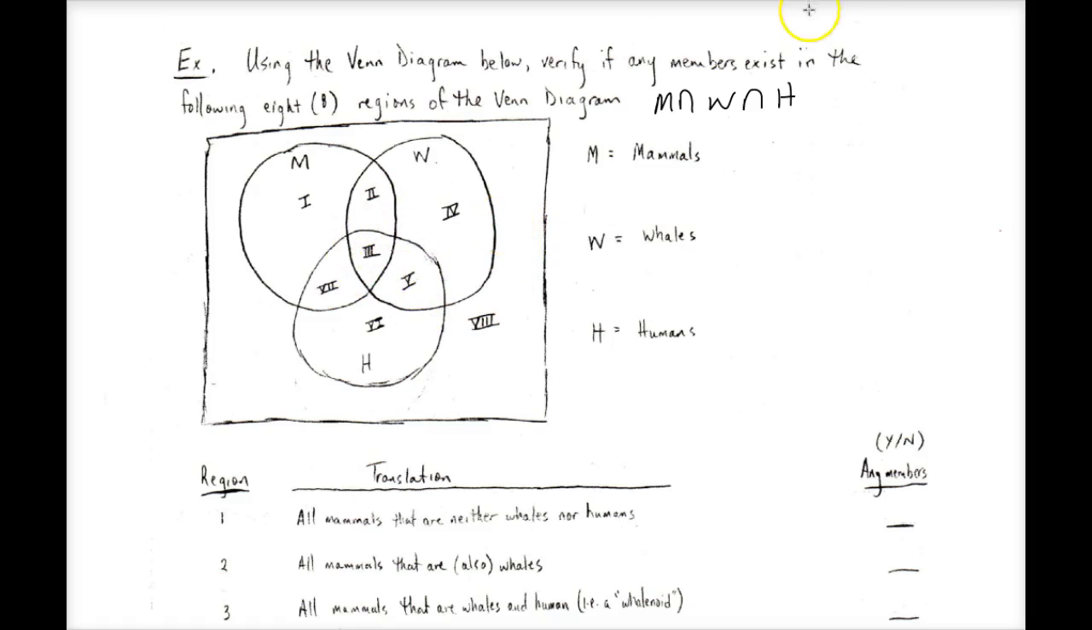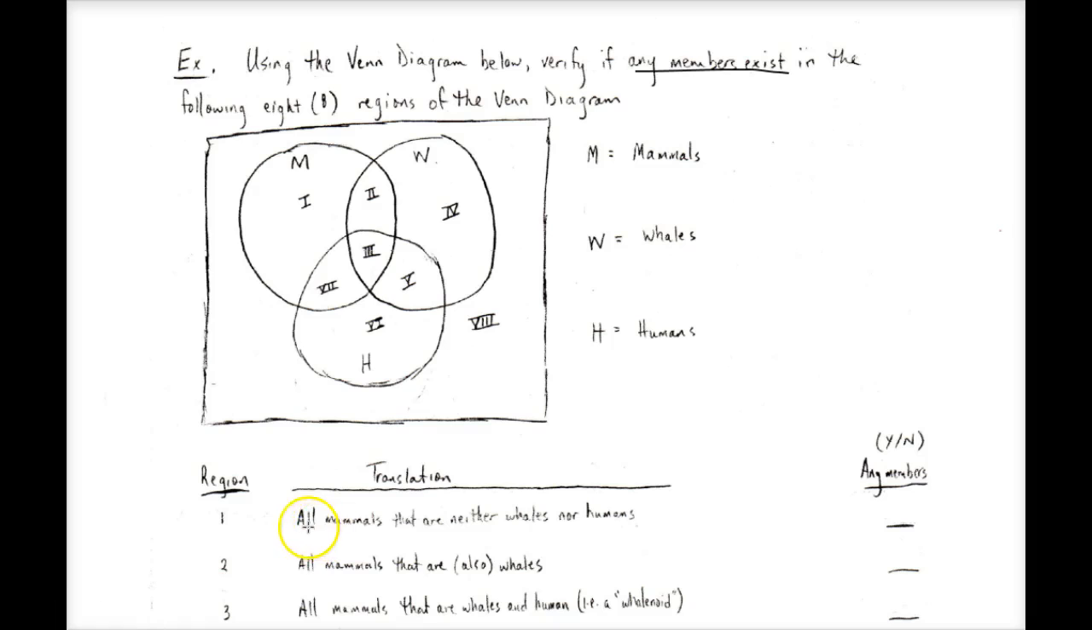The point of this example is to see if any members exist in these particular regions according to how we have defined them. And so our set M is going to be the set of all things that are mammals. W is going to be the set of all things that are whales. And H is going to be the set of all things that are humans. And so we're going to use our common knowledge and ask ourselves, could we actually have a member in these particular regions here? Some of it will make sense, some of it will not make sense once we start reading it.